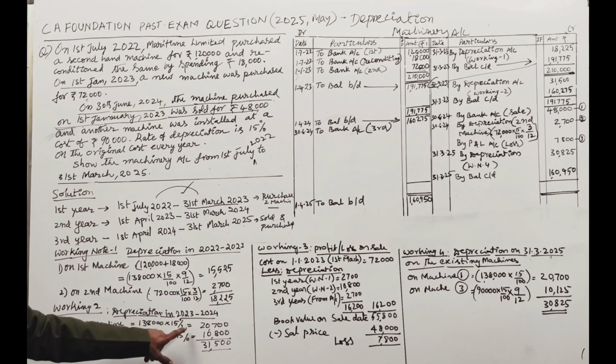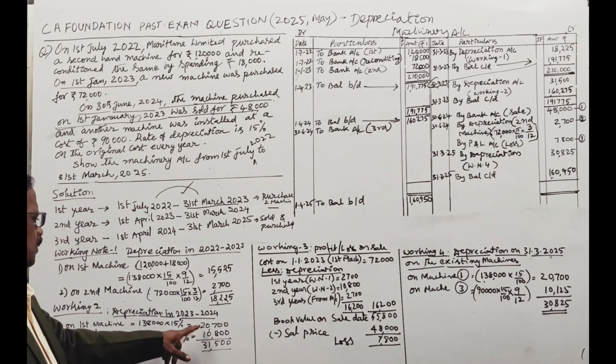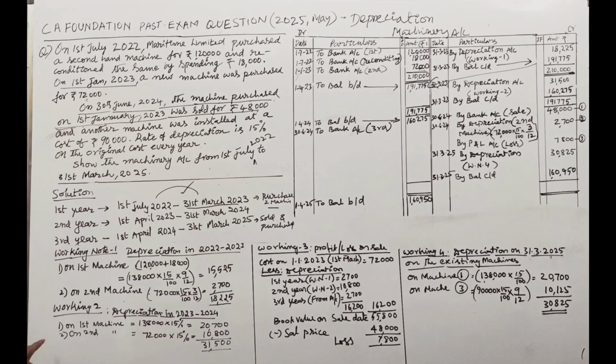1,38,000 into 15%. You need not take 12 by 12 or 1 year like that. You need not take it, simple, because we are calculating the depreciation for the full year. That is 20,700. Similarly, for the second machine also, that is 72,000.